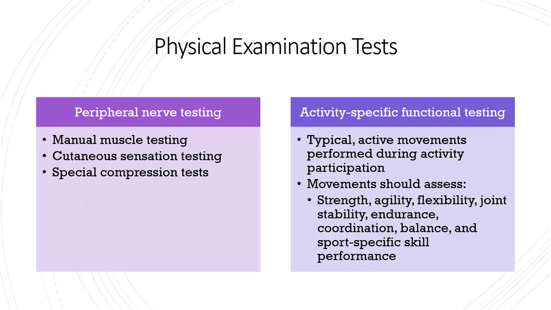If these skills are performed pain-free and without a limp, then the individual might be asked to run in a figure 8 or a zigzag pattern. Again, each test must be performed pain-free and without a limp. Measurements should assess strength, agility, flexibility, joint stability, endurance, coordination, balance, and sport-specific skill components.